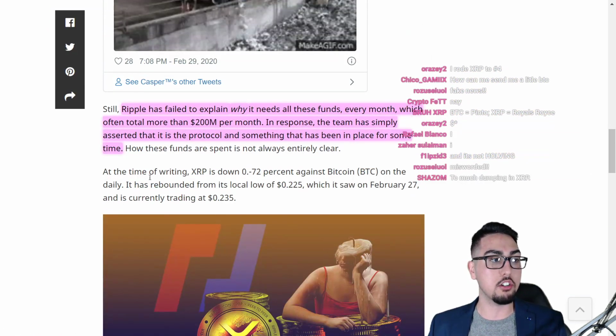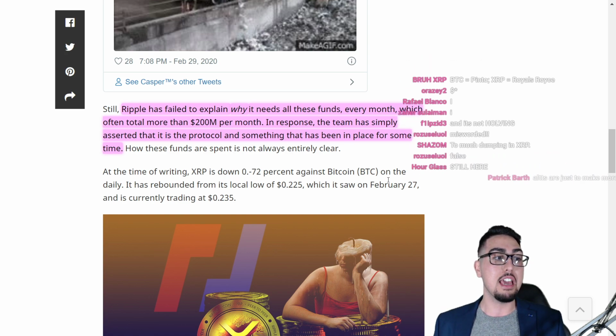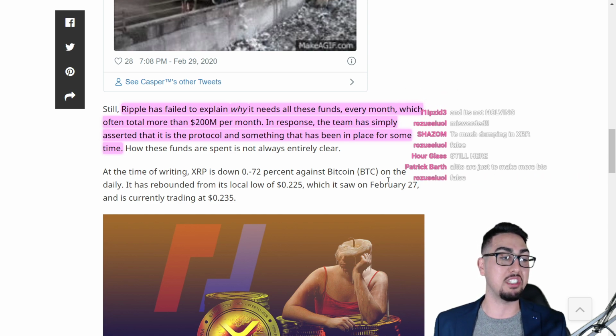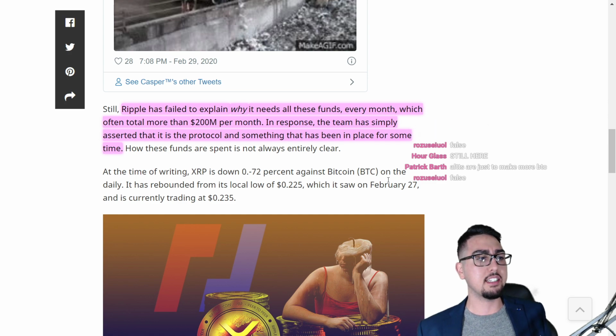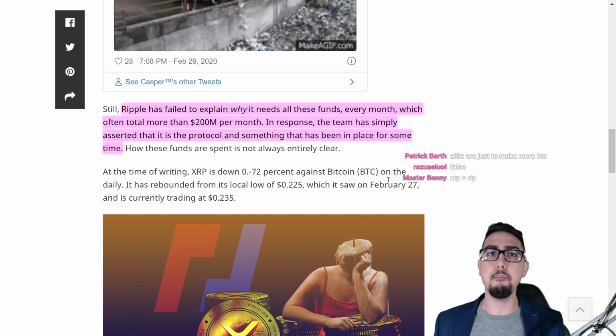What does that mean? Well, understand this. Ripple has failed to explain why it needs all these funds every month, which often total more than 200 million per month. In response, the team has simply asserted that it's the protocol and something that has been in place for some time. Okay, so what's your protocol, Brad Garlinghouse? Your protocol is to liquidate your investors' funds? Like, how does that make sense?